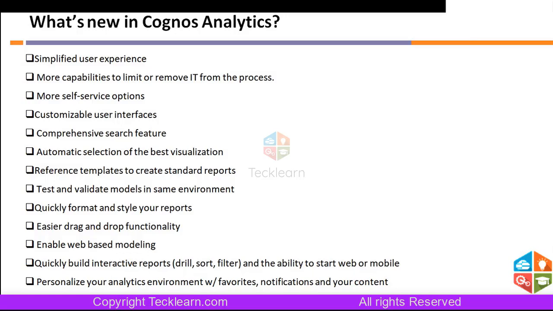So all the features are available: the drilling, sort, filter. You can use Cognos Mobile, either your web version or the Cognos Mobile version. You can personalize your analytics environment. You can store your favorites, notifications, and your content.